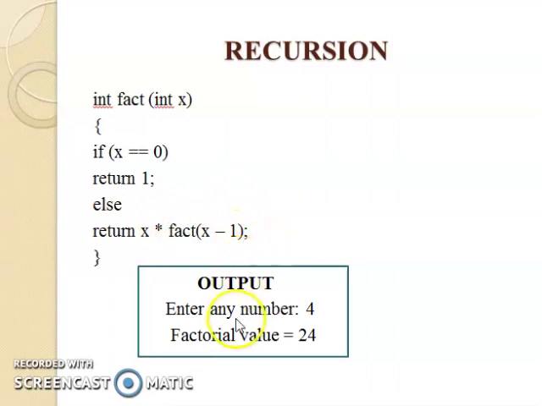And here is the sample output for the above program. If you enter the number as 4, the factorial value is 24.